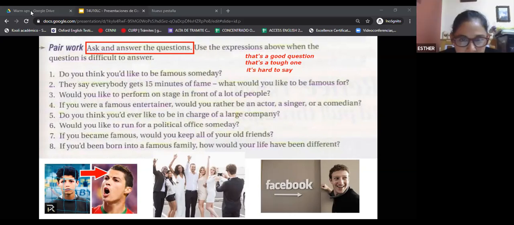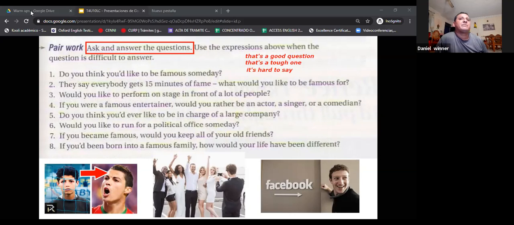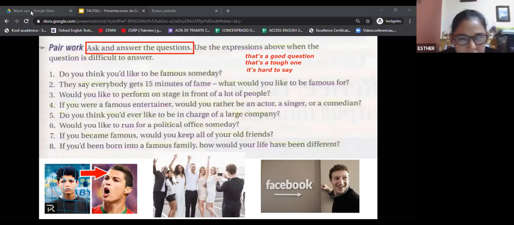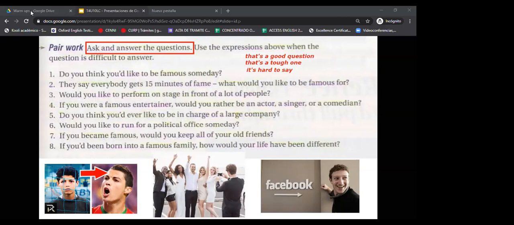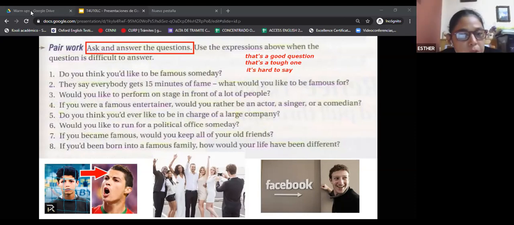It's hard to say. Yeah. But it's true, no? Everybody has this moment. Yes, it's good. Okay. Would you like to perform on a stage in front of a lot of people? Yes, I love it.